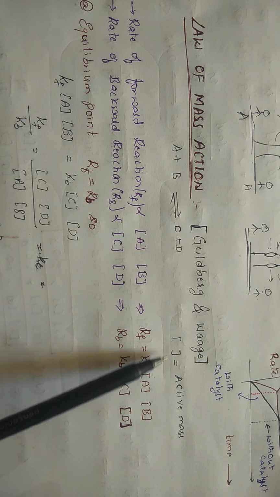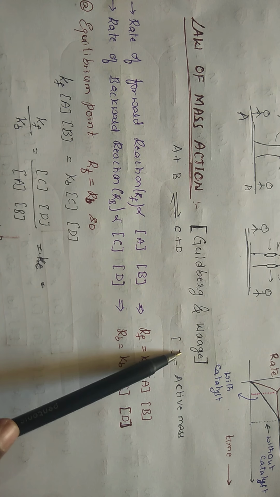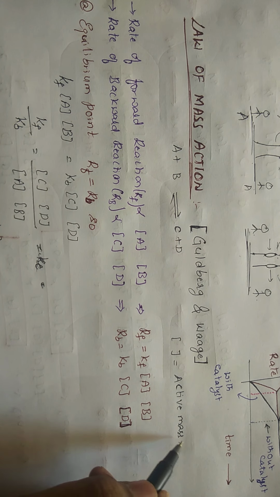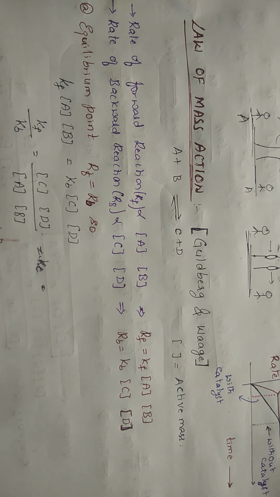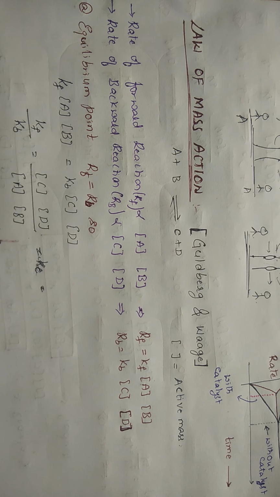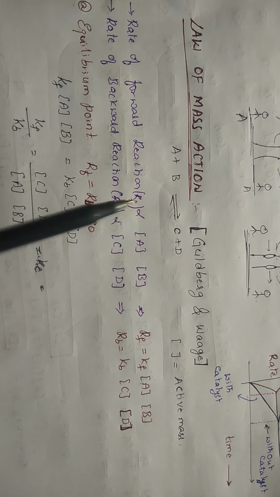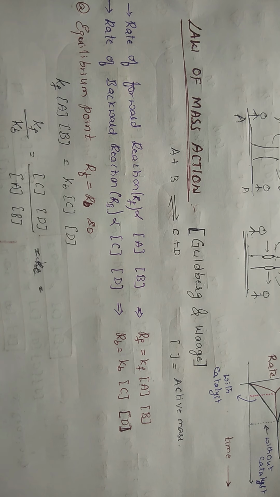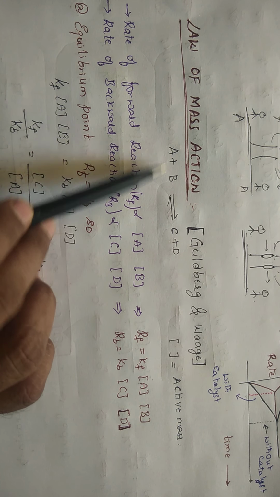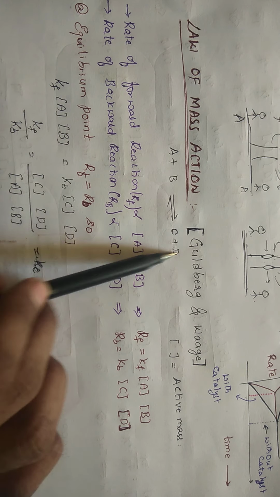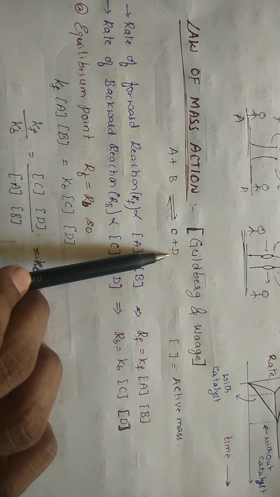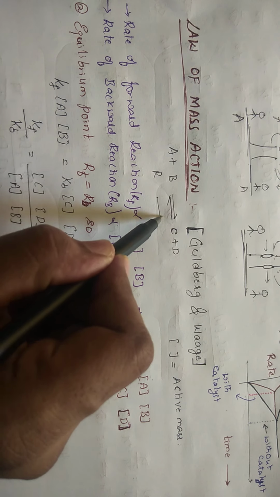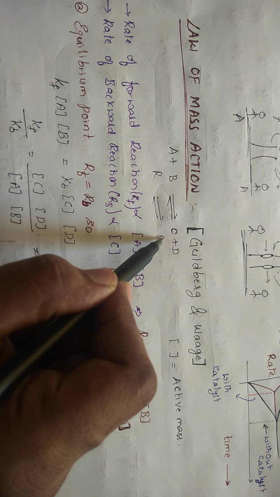If we represent this anywhere in terms of brackets, that is called active mass, or the concentration of active mass. In this, the formation of the product depends upon the concentration of the reactant. So if you want a product, the reaction should move in the forward direction. Again, let me take this as reactant getting converted into product.